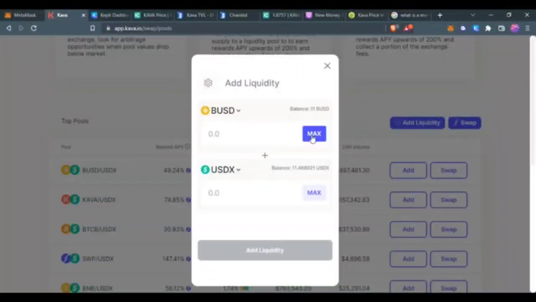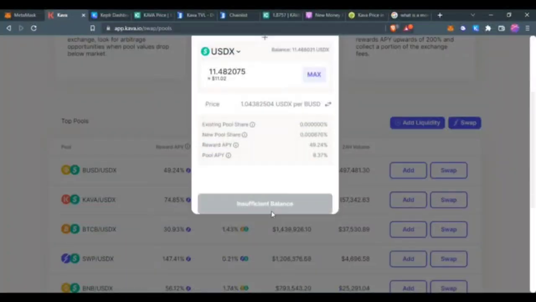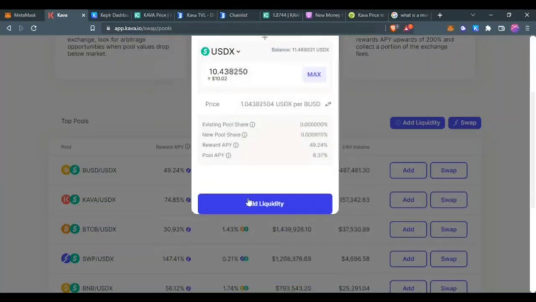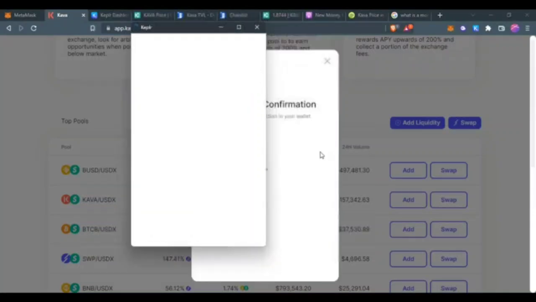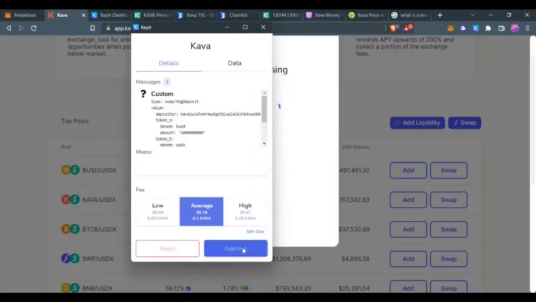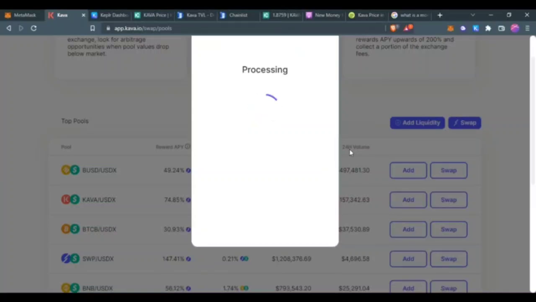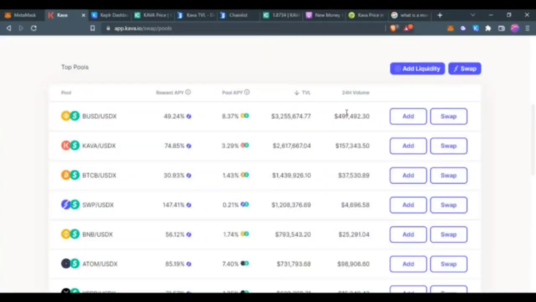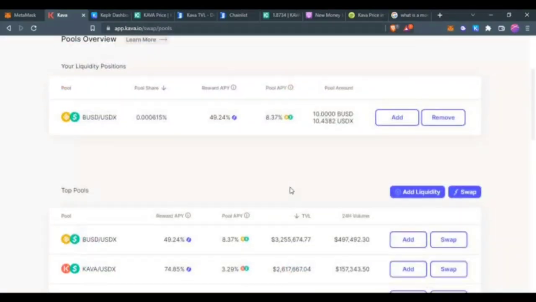So let's go to add. Let's do the max amount here. Insufficient balance. How? We need 11. Okay, I see why. Should do 10 then. Bam. Add liquidity. And now we're approving that transaction. Now, I'll be honest with you, what I do like about using this Kava network, unlike the Ethereum virtual machine, is you don't have to approve each one of these tokens manually before you do it. They're obviously being approved on the back end. So that's one thing that I do like.